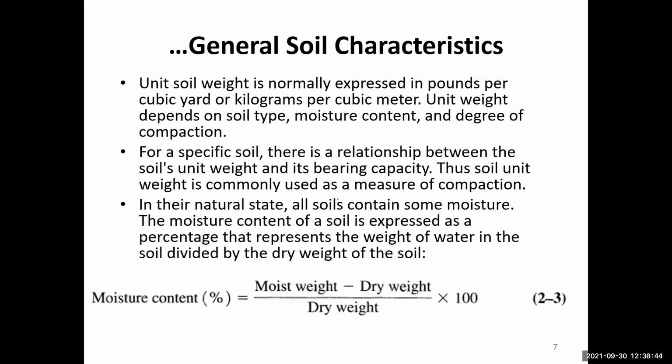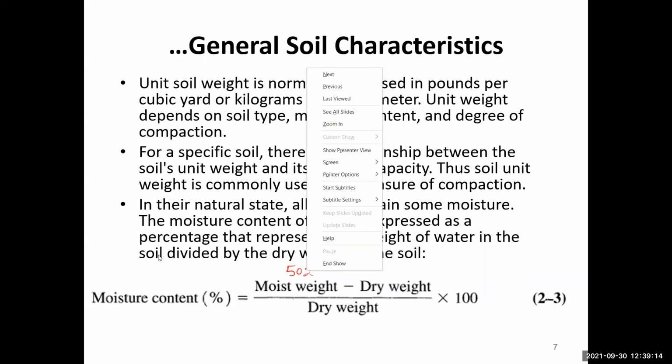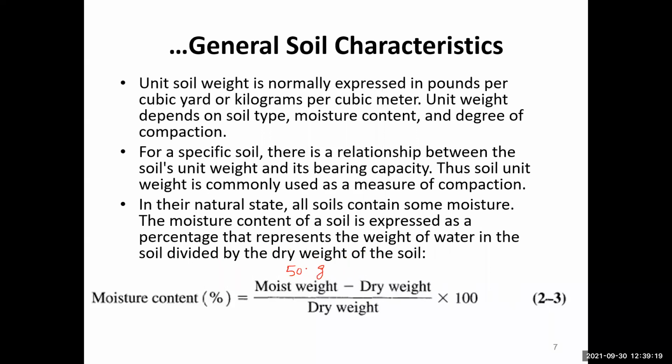So for example, if we take a sample of the soil, and the sample of the soil weighs 502 gram, okay, 502 gram. And if you put that sample into the oven at a temperature of nearly 100 degrees centigrade for 24 hours. After 24 hours, you take the sample out and measure the weight. And then you find that the dry weight of the soil is 480 gram, okay? So 480 grams.